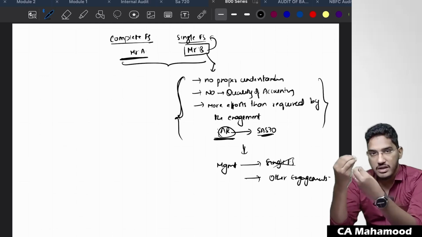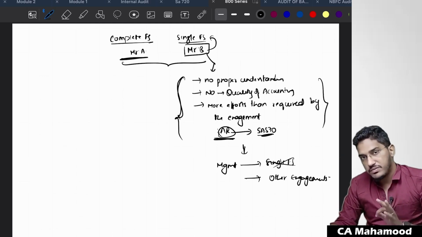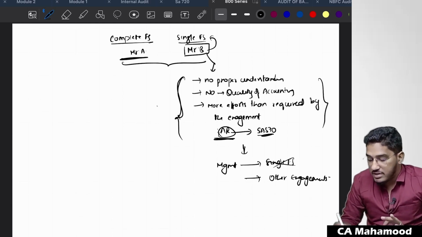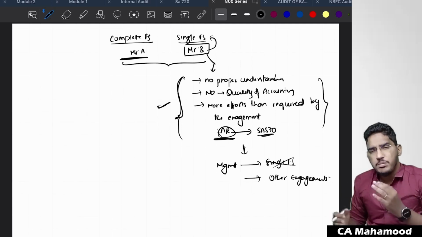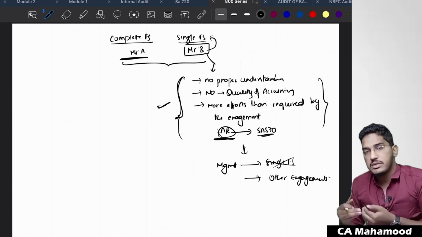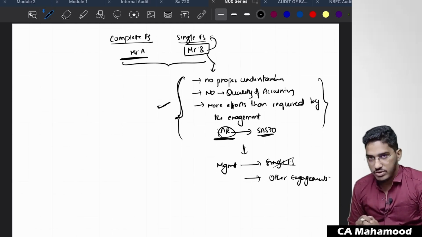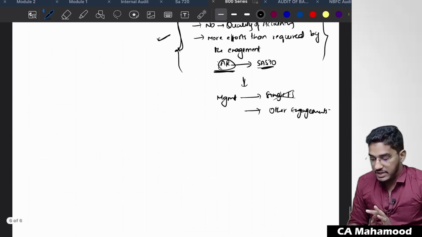That means what they're indirectly trying to communicate is, if you are called upon to conduct audit of a single financial statement or a specific item where you are not the same person who is doing the audit of the complete financial statements, and if you are facing such problems, better don't accept that audit of the single financial statement. Advise the client of some other alternative engagement. Clear? Able to understand? So these are the things you are required to keep in mind while accepting such an engagement.